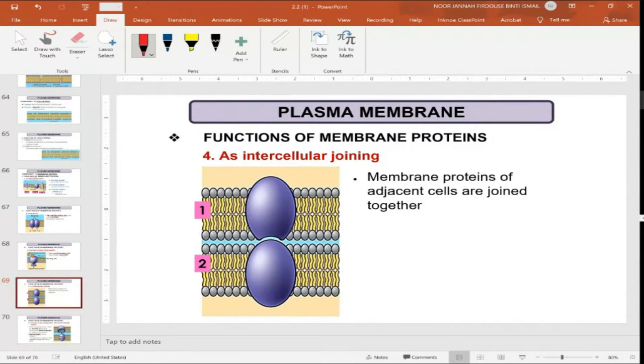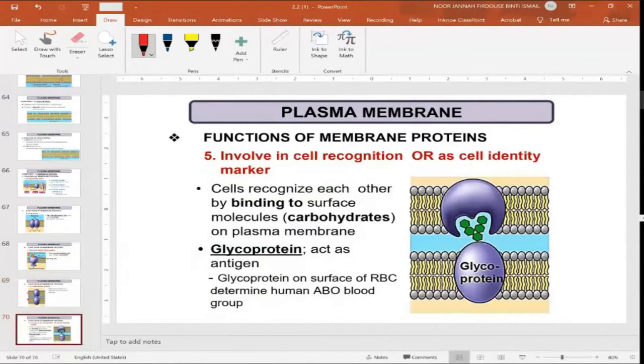Keempat, as intercellular joining. Jadi dia jadi pelekat antara satu sel dengan satu sel lain. Alright. Kelima, involved in cell recognition or identity marker. Ini penting dalam sel badan kita, contohnya antigen dengan antibody. Sel darah merah, darah kita darah A tak boleh bercampur dengan darah B. Macam mana nak tahu? By the presence of the cell identity marker ni.